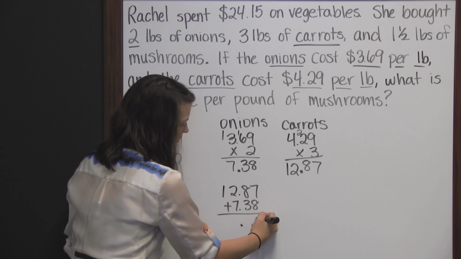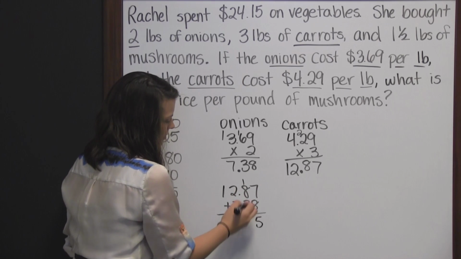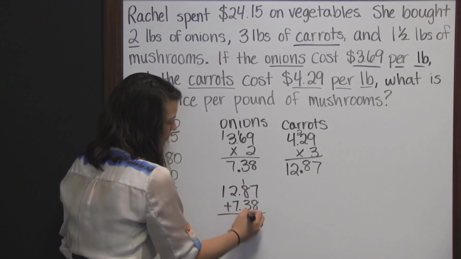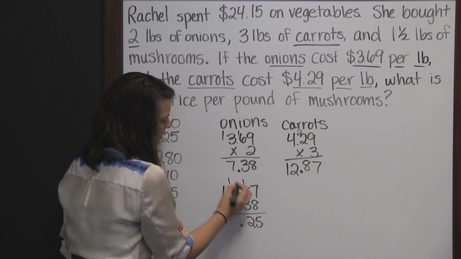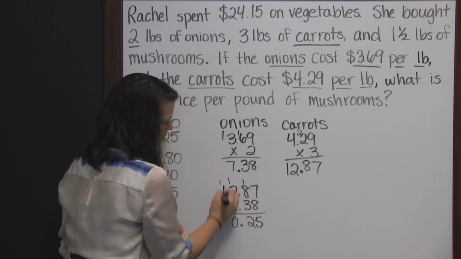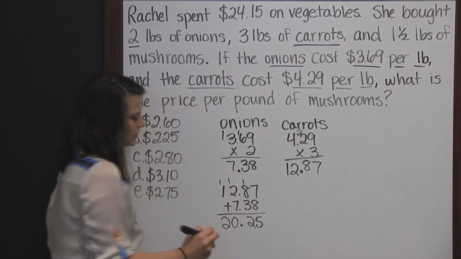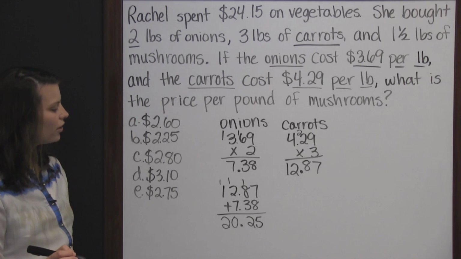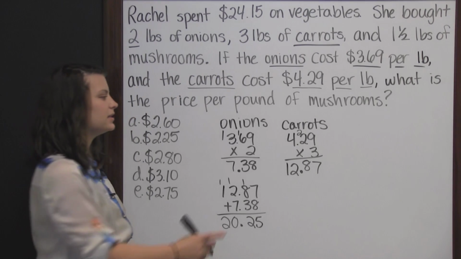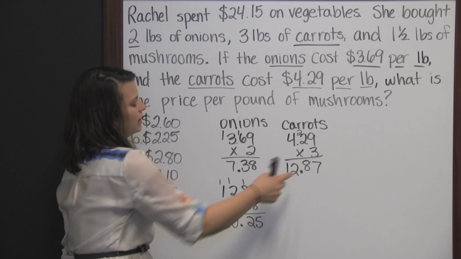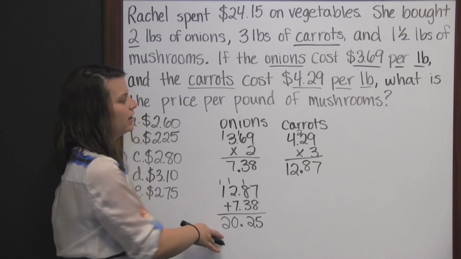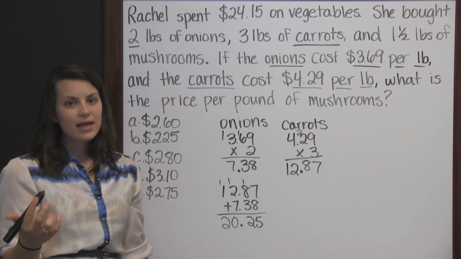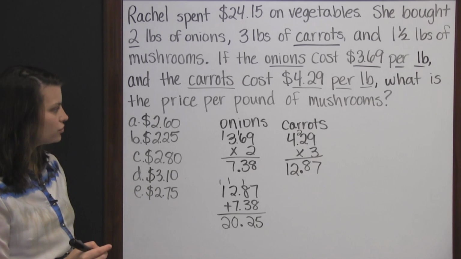7 plus 8 is 15. 8, 9, 10, 11, 12. 7, 9, 10. So that means she spent $20.25 on the onions and carrots. And knowing that will help us find out what amount was left to be spent on the mushrooms.